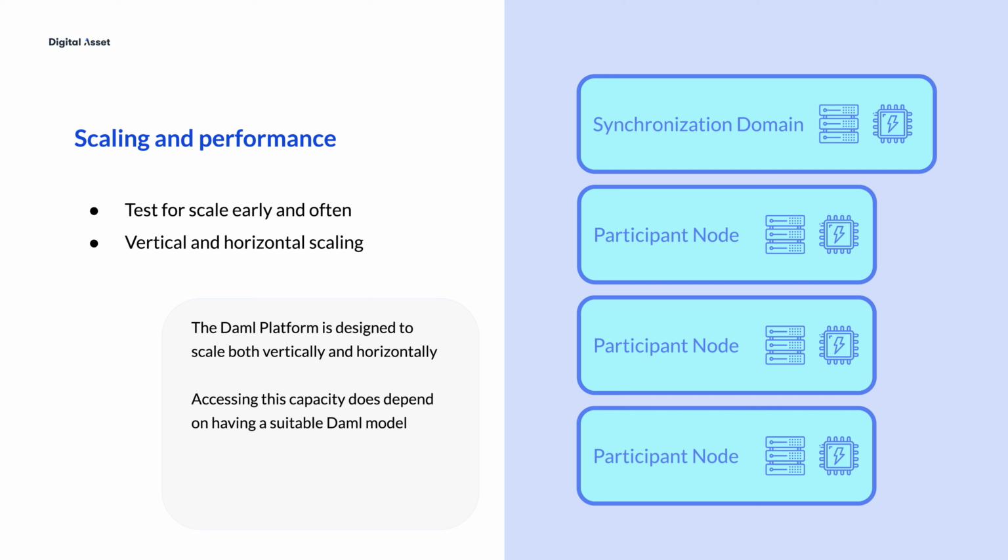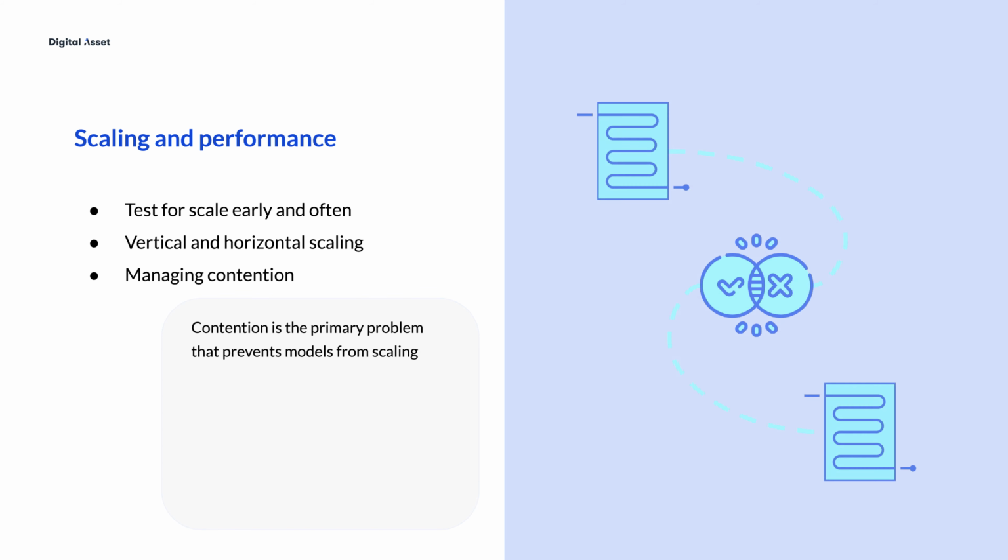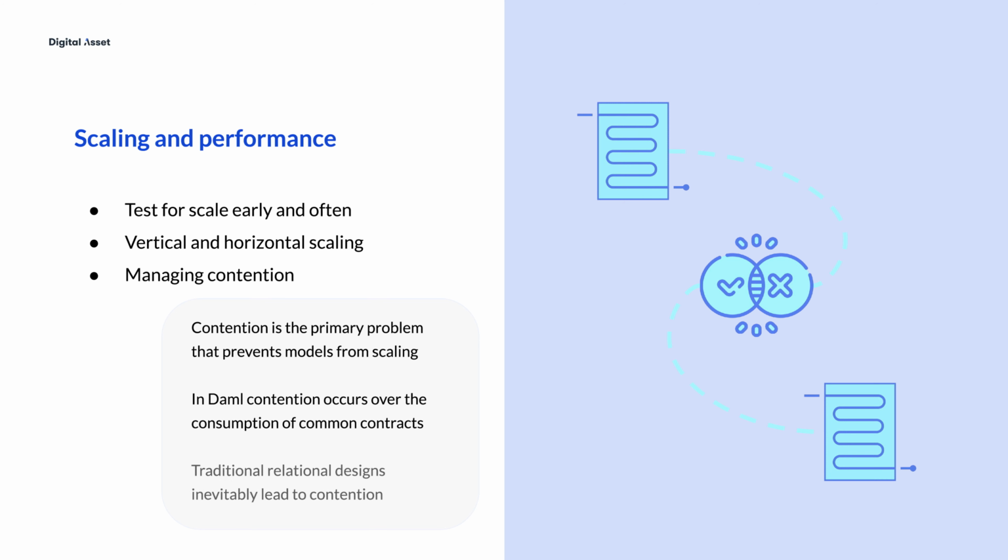Critical to efficient scaling is ensuring your model supports full utilization of the resources deployed to support it. The primary cause of underutilization is workflow contention. In the worst case, excessive contention between workflows can prevent any ability to scale the application. Contention occurs when multiple workflows attempt to exercise consuming choices on the same contract.